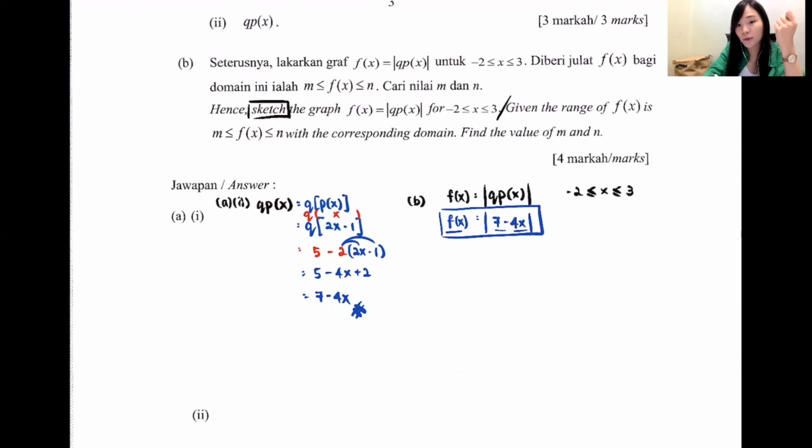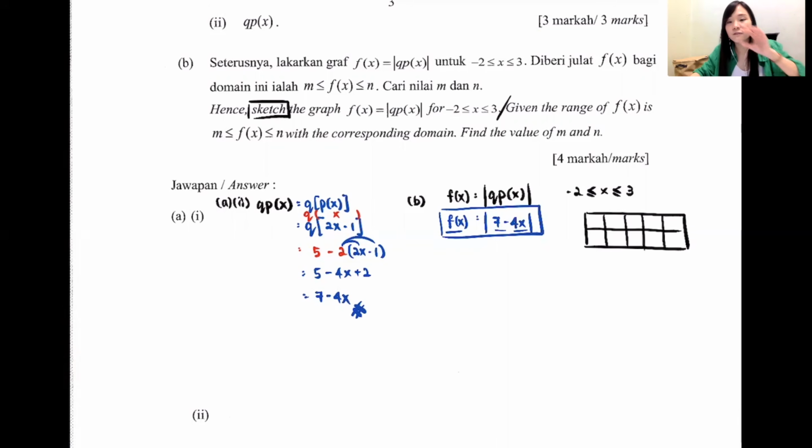So guys, now they want me to sketch. How do I sketch it out? Please understand that every single time whenever you want to sketch a graph, you must have a table. You must have quite a lot of points for you to sketch the graph out. So the table, usually I will have 5 columns, 2 rows. So my dear, the rows are for you to put x and y. And in this question, the y is called f(x).